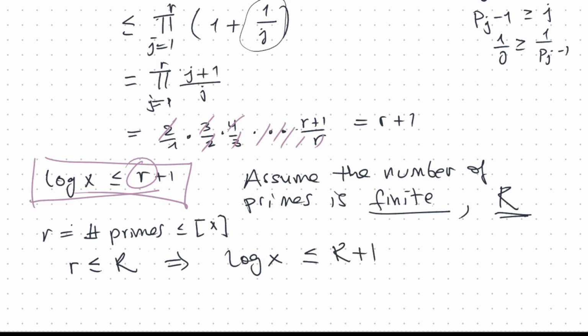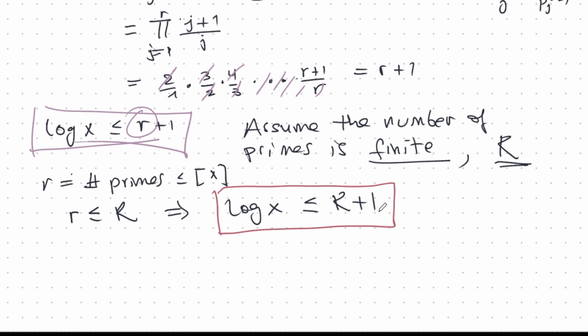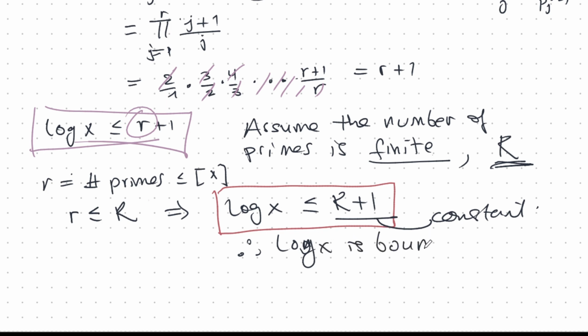All right, so what's wrong with this so far? Seems reasonable. Well, no, it's not, because R plus 1 is a constant. This is a finite number. This is the biggest one. So R plus 1 is a constant. And so therefore log x is bounded. And we know that log x goes to infinity. It's not bounded. And so this is a contradiction. There we go. And so it cannot be that primes are finite.